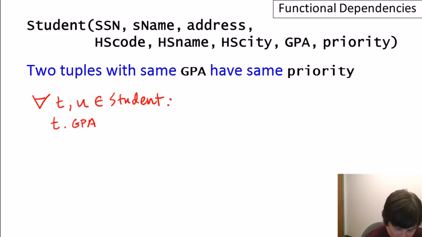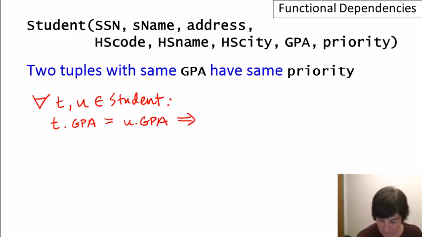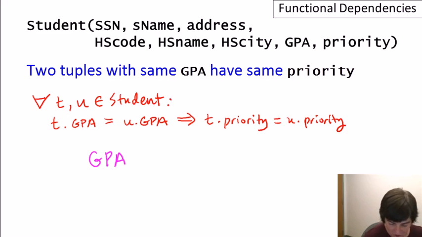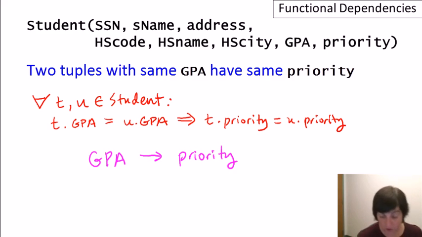So if t.gpa equals u.gpa, then, and this is the logical implication symbol, then t.priority will equal u.priority. This logical statement is in fact the definition of a functional dependency, and we would write that functional dependency as GPA arrow priority. So that says the GPA determines the priority, or any two tuples with the same GPA must have the same priority.